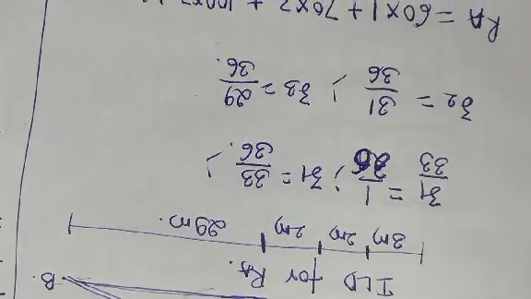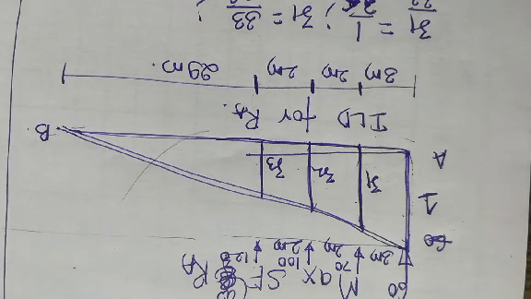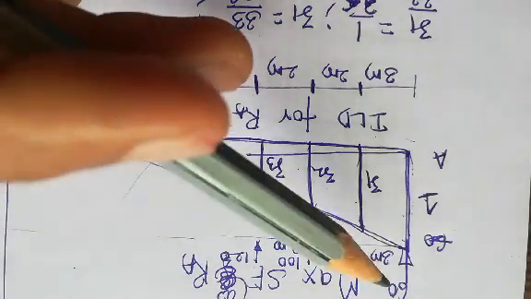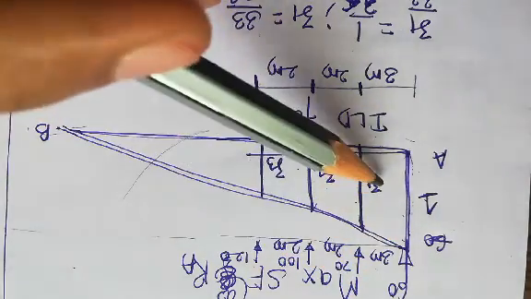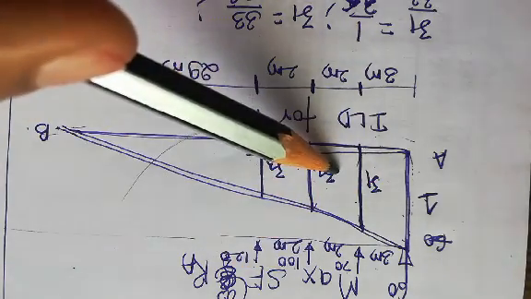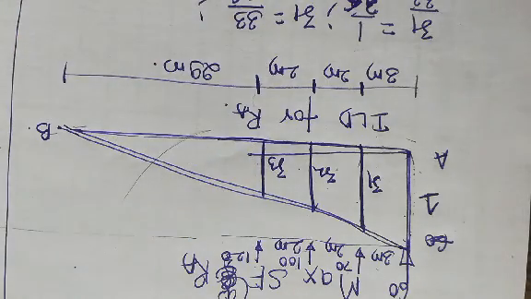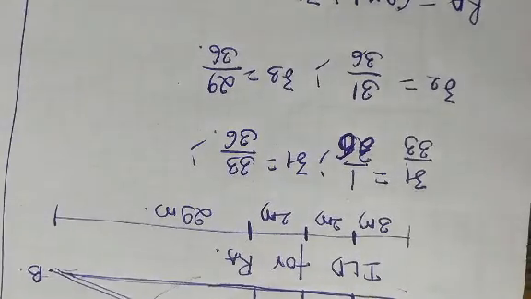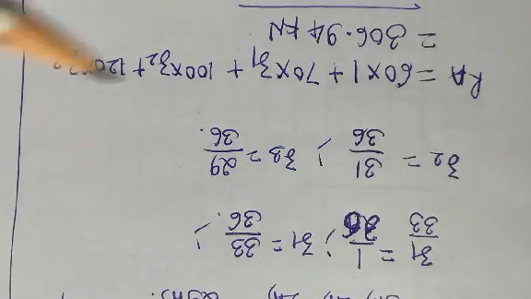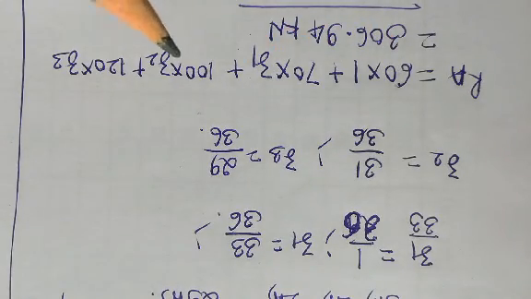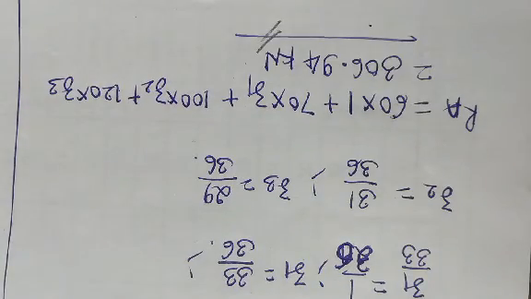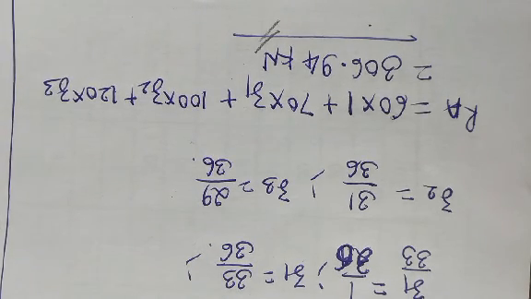Now reaction RA. Reaction RA is what? Summation of loads multiplied by their respective ordinates. That is nothing but 60 multiplied by 1 plus 70 multiplied by Z1 plus 100 multiplied by Z2 plus 120 multiplied by Z3. From this you will have the RA value. After substituting and calculating, you will get the value as 306.94.